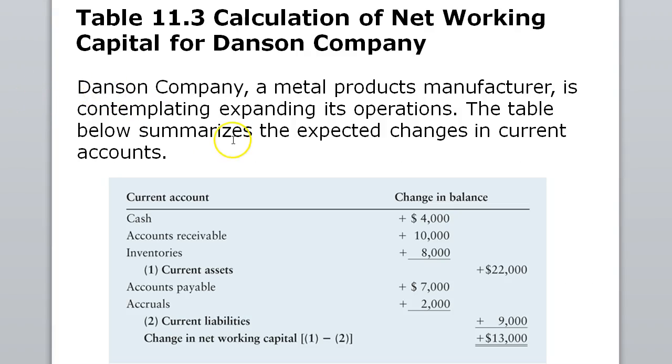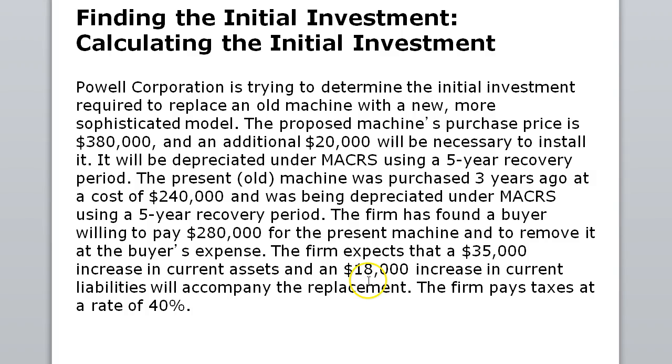If you look at Danson Companies, the metal products manufacturer, it is thinking about expanding its operations. Here's a summary. Additional cash for the new operation, additional money for accounts receivable, and inventory, so total current assets of $22,000. They will get a credit for accounts payable, and they'll be able to accrue some of their expenses, so liabilities will be $9,000. The change in working capital is $13,000. Okay.